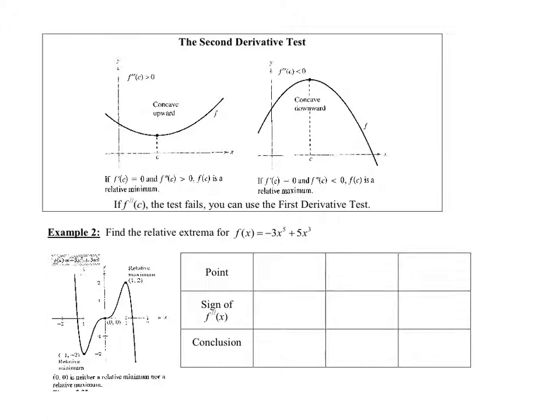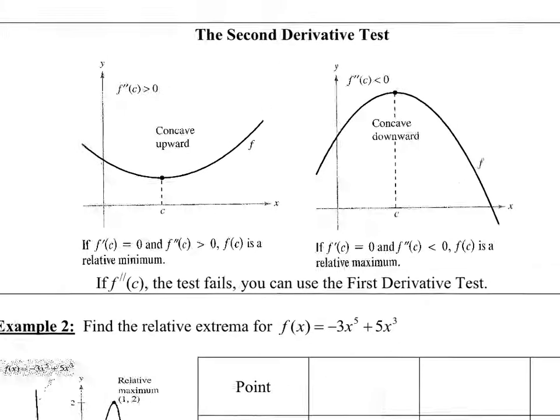Okay? What the second derivative test does is it allows us to take those same critical numbers, but we're actually going to use the second derivative to tell whether they are max or min points. So we don't have to do the whole sign diagram, we just take the second derivative, and we're going to plug those values into the second derivative, and that'll tell us whether we have a max or a min point. Okay? So let's look at what this rule says.